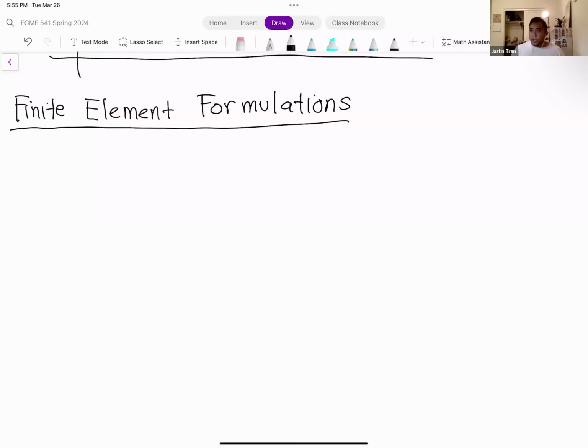All right, so we've seen what a finite element problem looks like, or at least we've seen the characteristics of a finite element problem through our direct stiffness unit. And through our direct stiffness unit, we've seen that a finite element problem is characterized by a linear system of equations.